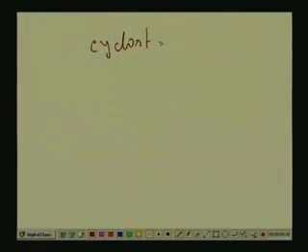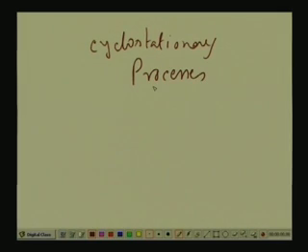Okay. So, we start today an important topic, that is cyclo-stationary processes. It is a special kind of random process which is not fully stationary, but does exhibit some sort of stationarity and occurs frequently in many applications, especially in digital communications. Also called periodically stationary processes.